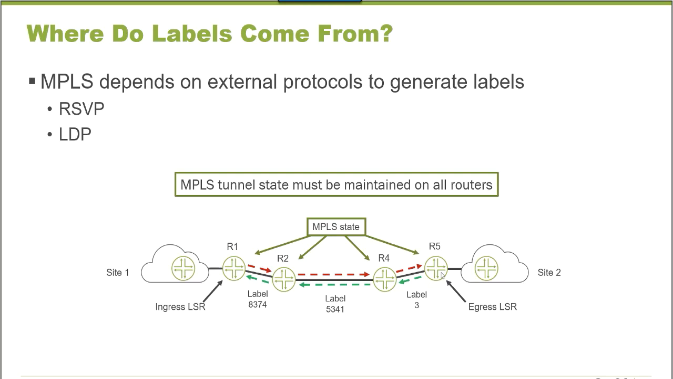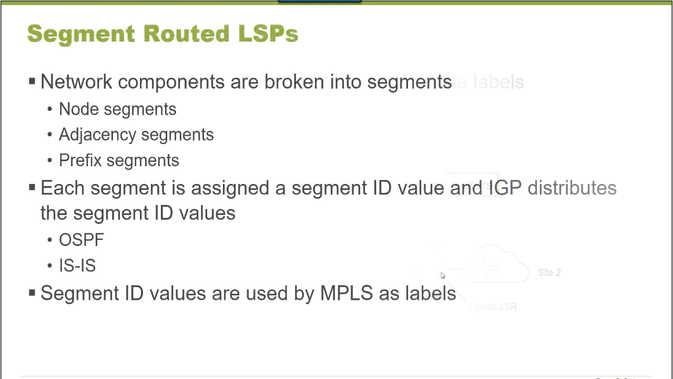And so we run into a scalability issue here. As the number of label switch paths increases, the state information that must be maintained increases. So there's a pain point here that you'll reach. And the idea with segment routing is to maybe eliminate some of that state information that has to be maintained.